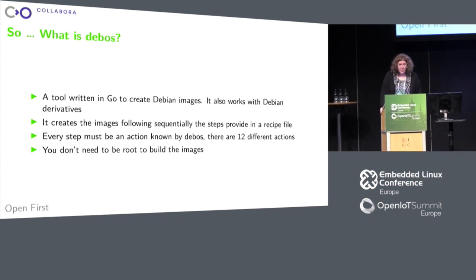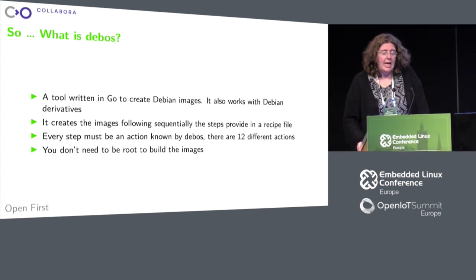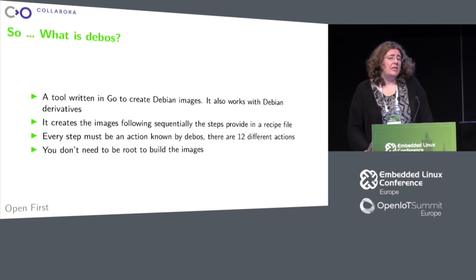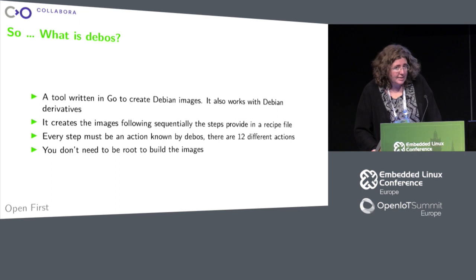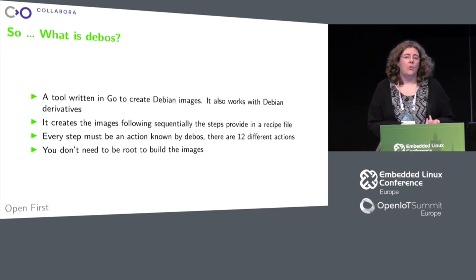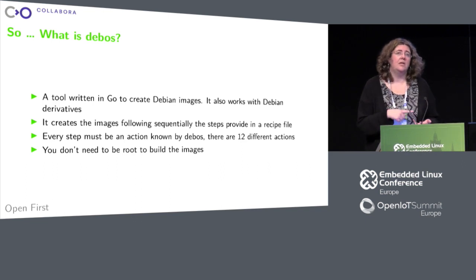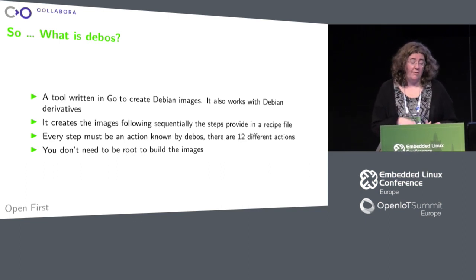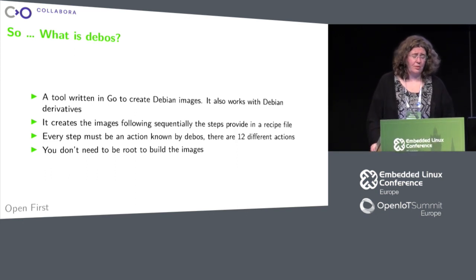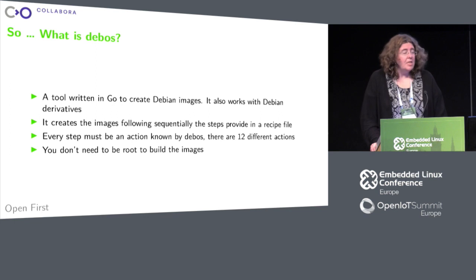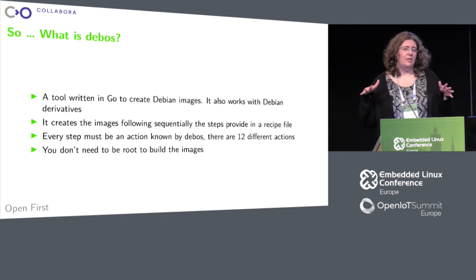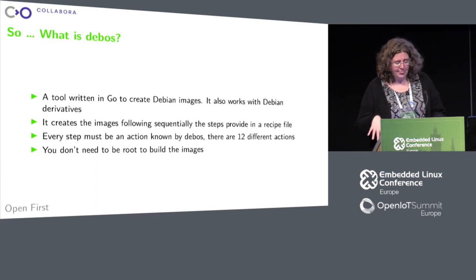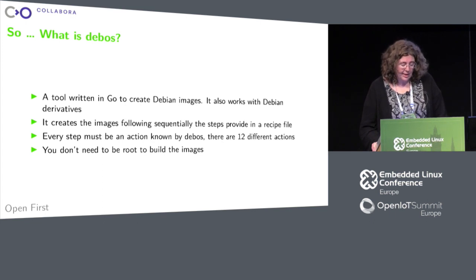What is DevOps? DevOps is a tool written in Go that is used to create Debian images, and you also can use it for Debian derivatives. When I say images here, it's raw media images, Docker containers, hard disk images, development sysroot, everything you can imagine. DevOps creates an image following a series of steps that you are providing in a recipe file. Currently, we have 12 actions that you can use to create the image. And one of the most interesting things is you don't need to be root for creating images using DevOps. We will see later why.